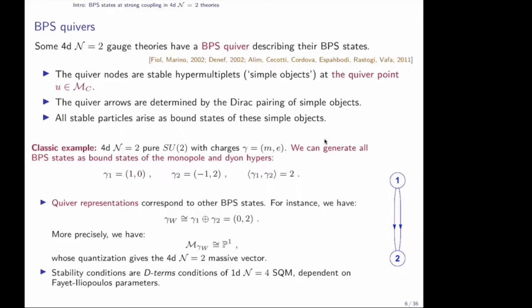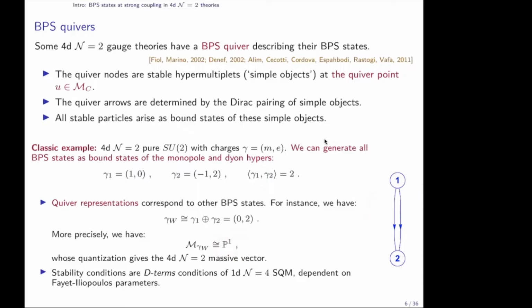For instance, the W boson will just be the particular state which has (1, 1) in terms of the vector spaces. So you have one state of one dyon and one of the monopole, and that gives the W boson. More precisely, what you need to do is look at all such representations of the quiver. In this example, that will be a P1, a moduli space of representations, and then you quantize this. Quantization of that P1 will give an N=2 massive vector multiplet.